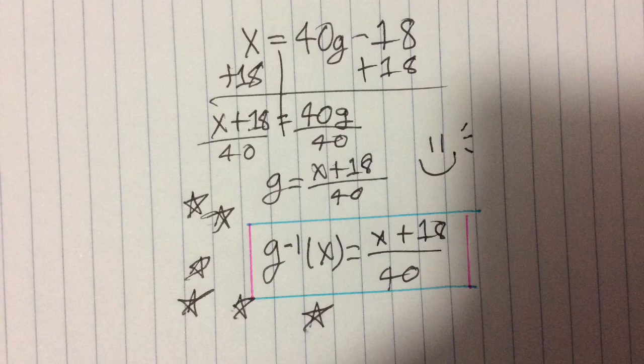If you got g of negative 1 of x equals x plus 18 over 40, you would be correct. If not, you can go back and review the video. And don't be afraid to ask your teacher for help. Teachers are there to help you, trust me.